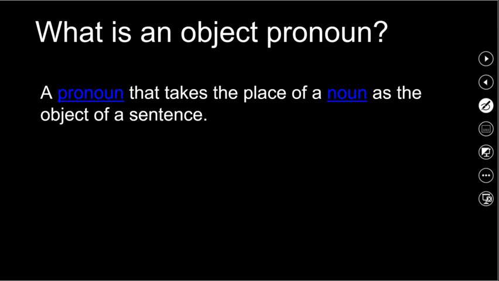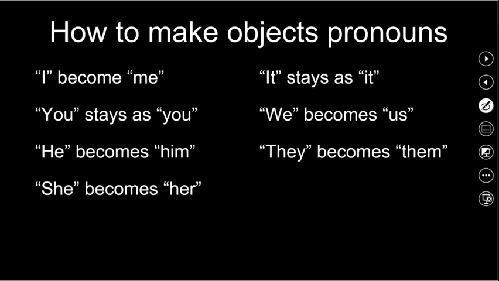What's an object pronoun? An object pronoun is a pronoun that takes the place of a noun as the object of a sentence. Remember earlier I said a pronoun always takes the place of a noun. But the difference is where each pronoun fits within the sentence. A subject pronoun always takes up the place of the subject. An object pronoun takes up the place of the object. We'll give some examples of that later. How do you make object pronouns? Where do they come from?